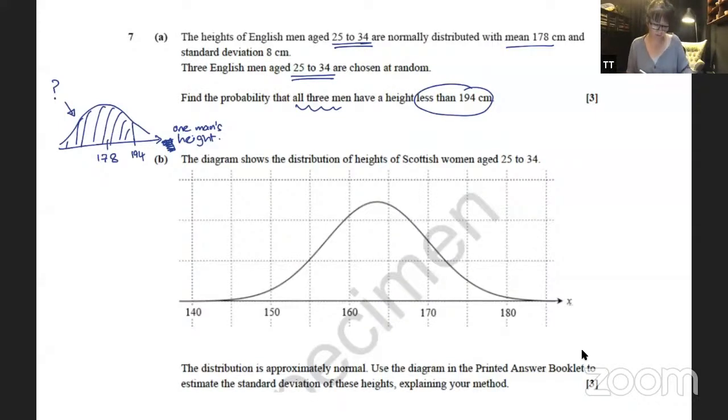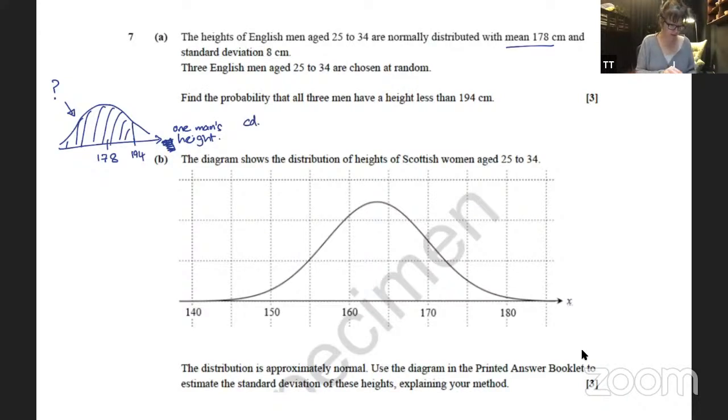But we can work that out, one man's height. So we've got all these men, 25 to 34. We know the mean. What's the probability that one of them, chosen randomly, has a height less than 194? So we go into the calculator and we say that this is normal CD because we know what X is. It's a probability we're trying to find.